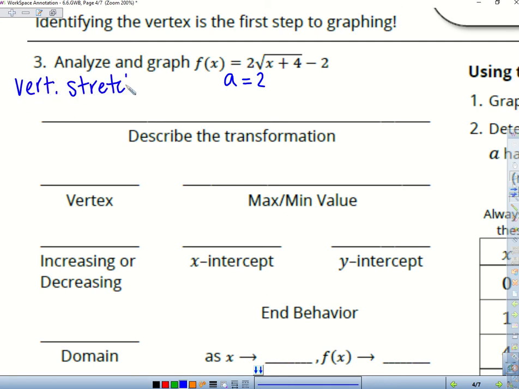So the vertical stretch is by a factor of 2, and that's from the a value. That tells us about vertical stretch or compression. Now two other things are going on here. We have an h value of technically a -4, so that means we go horizontally 4 units left. Remember, horizontal is always backwards. If it's positive, it's left. If it's negative, it is right. And then k is as is.